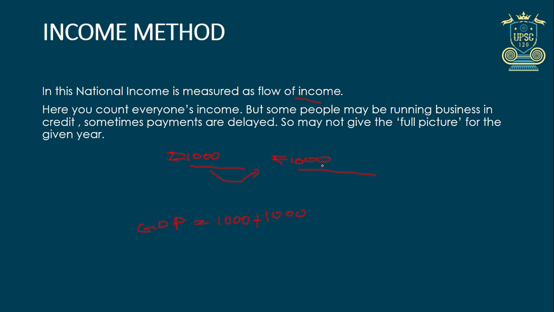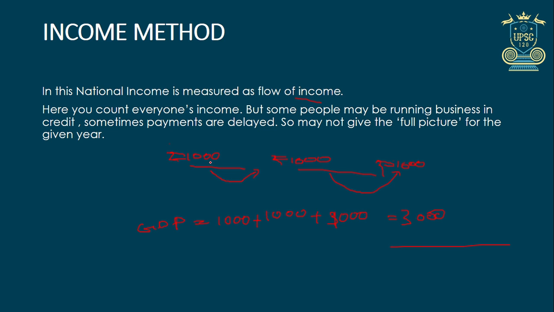Now let's take this 1000 rupees, he is giving it as the income of an employee in that company. He is giving the income 1000 rupees. Now this is also a new service, so this also has to be added in the GDP. So 1000 again has to be added. So the total GDP of this year would be 3000 rupees.